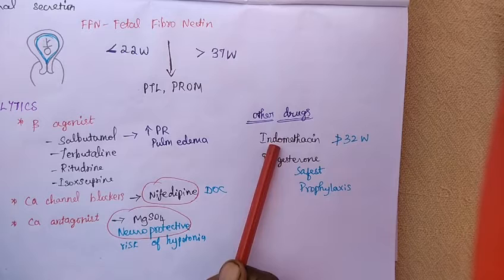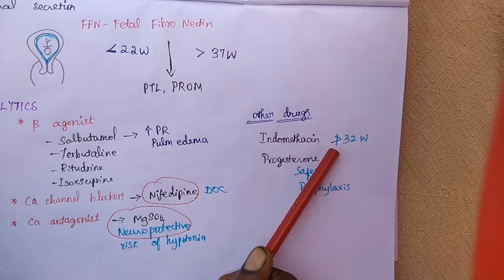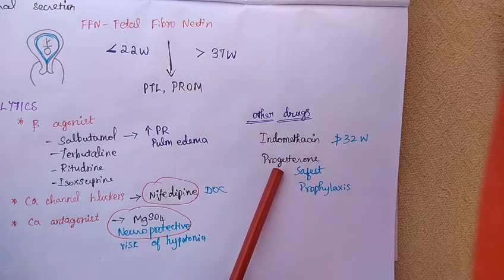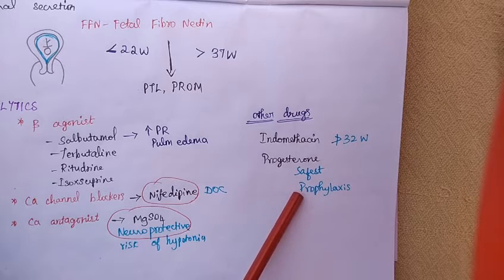Indomethacin is a prostaglandin synthetase inhibitor. It is a good drug for preterm labor prevention, but you cannot give it beyond 32 weeks of gestation because there is a risk of premature closure of the ductus arteriosus. And progesterone is the safest drug. It is known to cause relaxation of the uterine muscles, but it can only be given as prophylaxis.